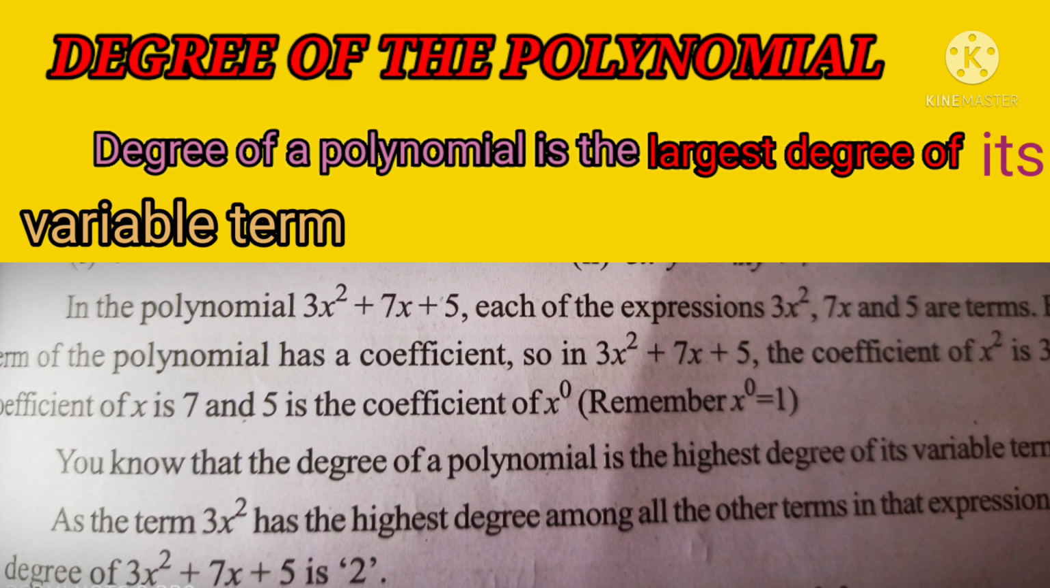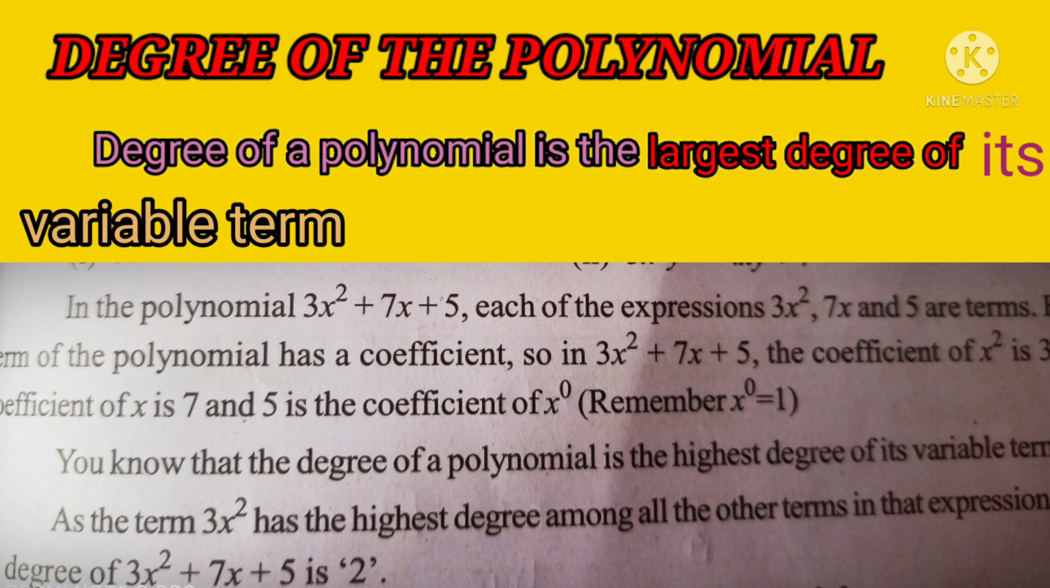Each term of the polynomial has a coefficient. The coefficient of x square is 3 and the coefficient of x is 7, and 5 is the coefficient of x to the power of 0. You can write 5 as 5 into x to the power of 0 because x to the power of 0 is equal to 1.